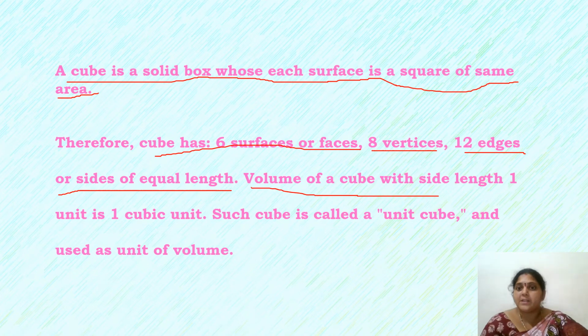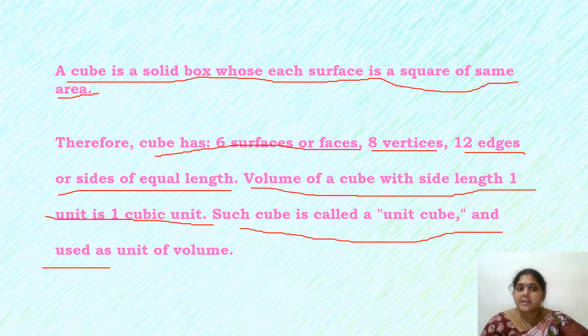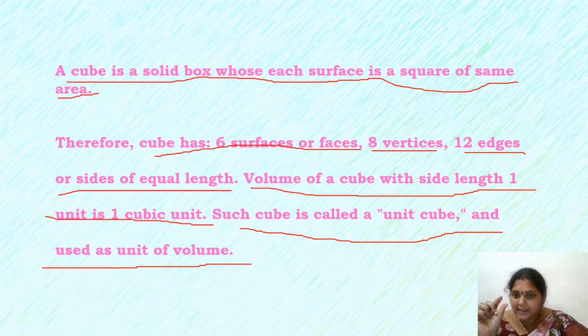Volume of a cube with side length 1 unit is 1 cubic unit. Such cube is called a unit cube and used as unit of volume. For suppose you take the cuboid which you play snake and ladder, right? And if you see that, you will be finding the cube in square shape, right? It will be having six faces. Face of 1, face of 2, face of 3, face of 4, 5 and 6. Whichever side you turn, the number what you are looking, it is one face of the cube.